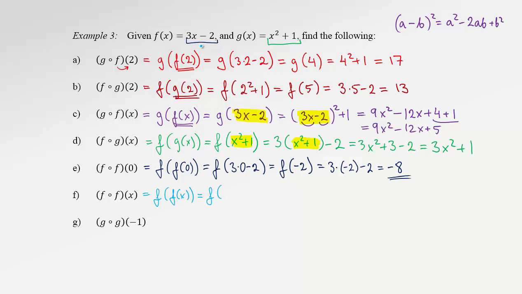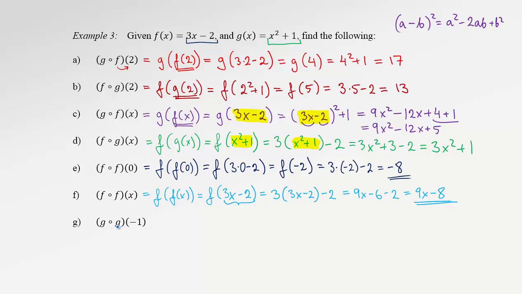So f of x is 3x minus 2. And then we apply this f to this input, which means we take 3 times the input minus 2. But the input is also 3x minus 2. That's how it looks. And then we open the bracket and simplify as much as possible. So we have 9x minus 6 minus 2, which really means 9x minus 8. That's our overall composition of f with f function.